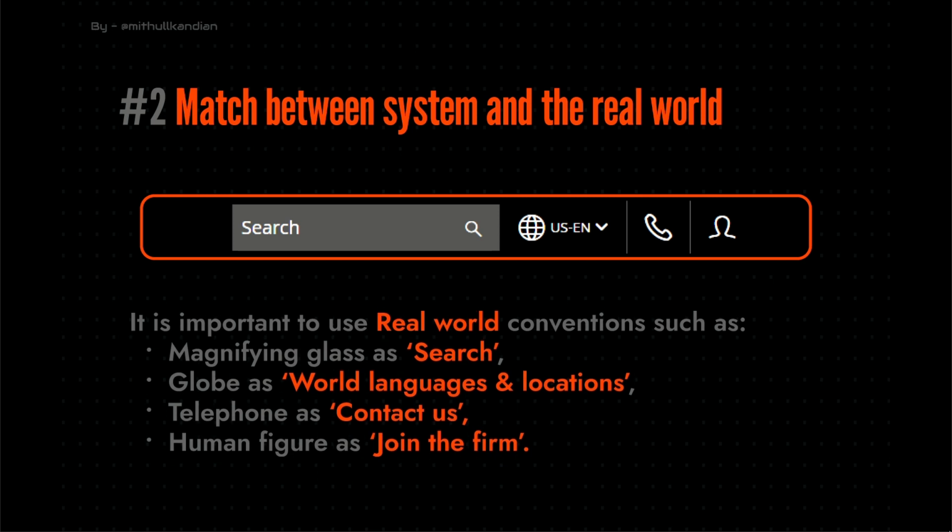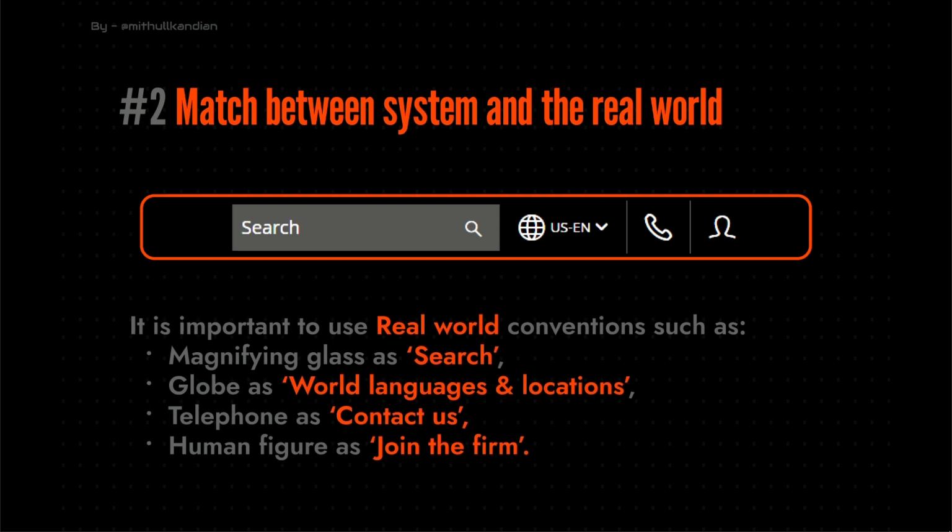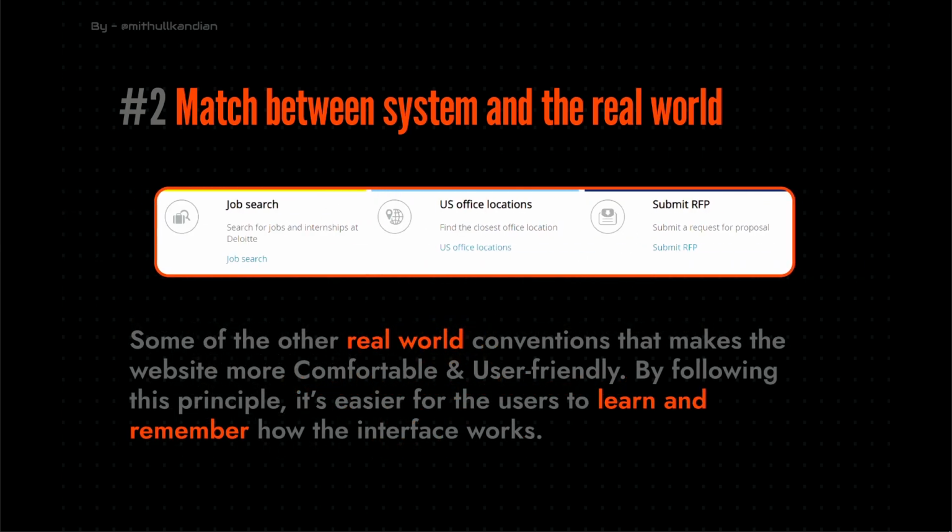It is important to use real-world conventions such as magnifying glass as search, globe as world languages and locations, telephone as contact us, human figure as join the firm. Some of the other real-world conventions make the website more comfortable and user-friendly. By following this principle, it's easier for the users to learn and remember how the interface works.